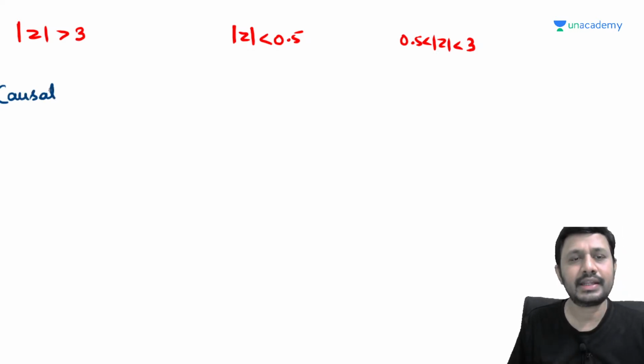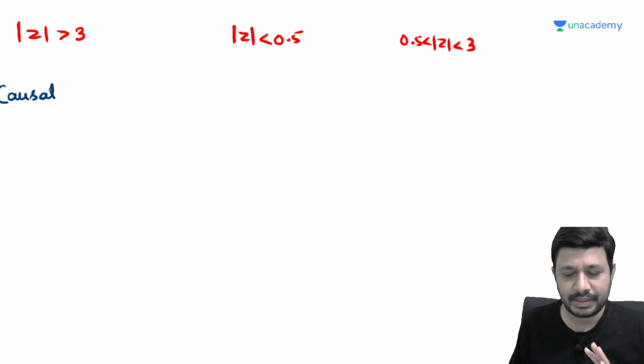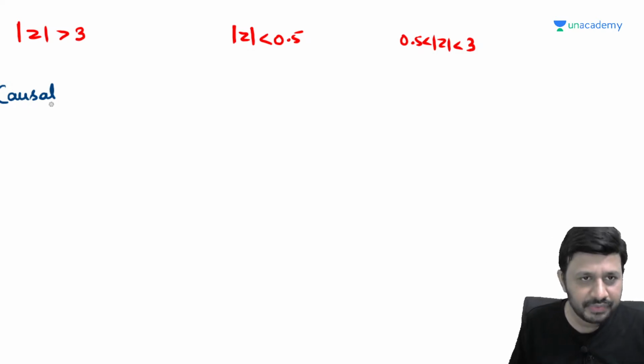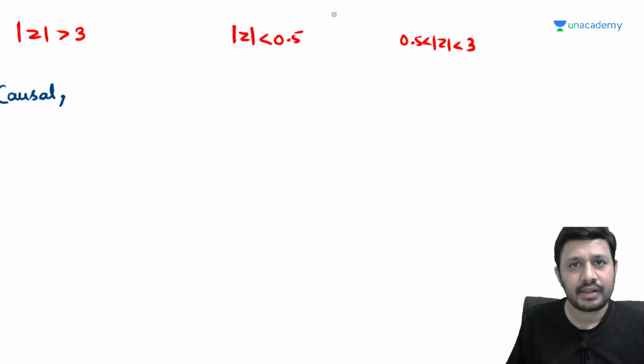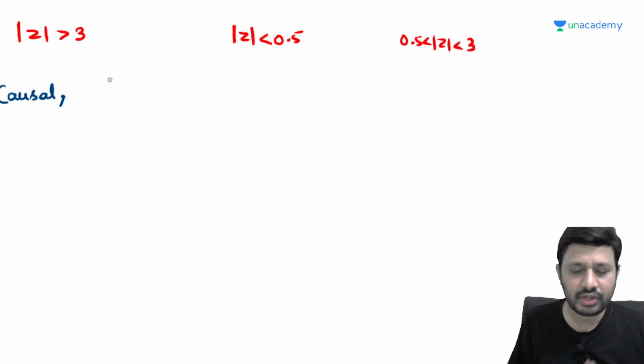Mod Z greater than 3 corresponds to a causal system. Later on we can verify also whether our assumption is correct or not. We can verify by calculating the impulse response. That also we'll discuss. Here, for a rational transfer function where numerator power and denominator power are the same, and the ROC is outside of the outermost pole, this definitely corresponds to a causal system.